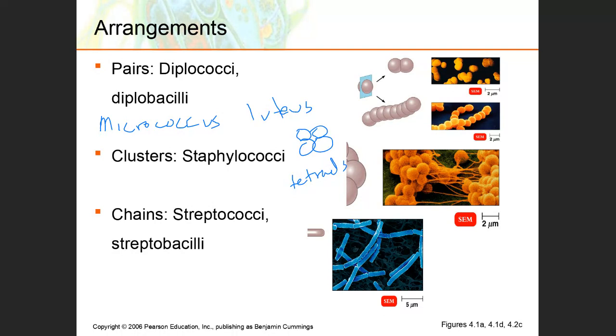Now, some cells occur in chains. So the prefix there is strepto. But once again, we have to be careful. Streptococcus is a proper genus.